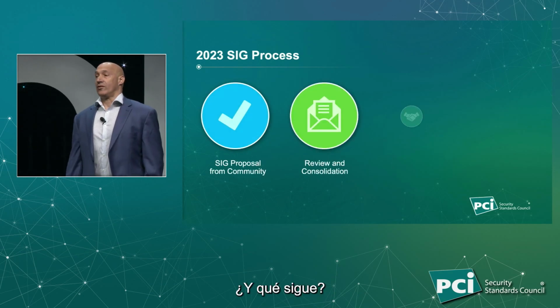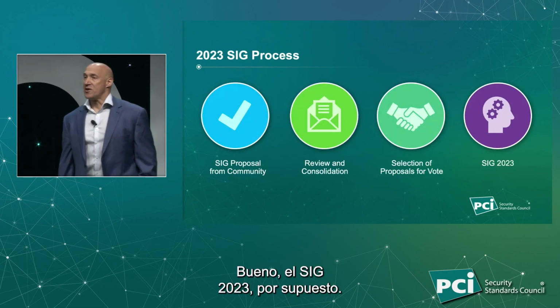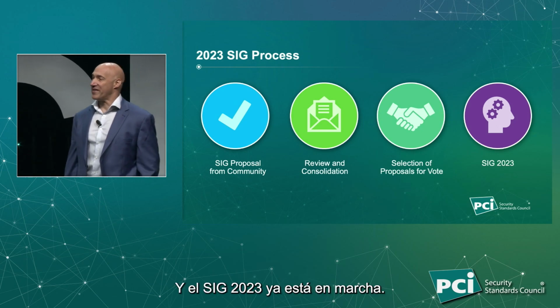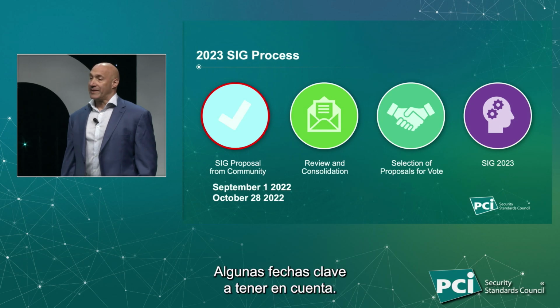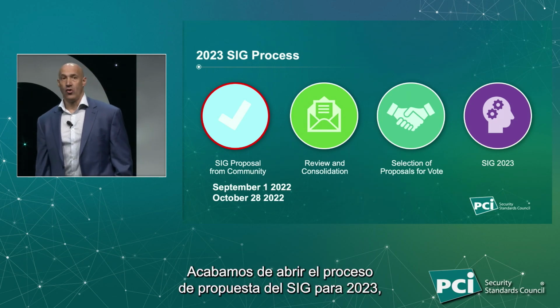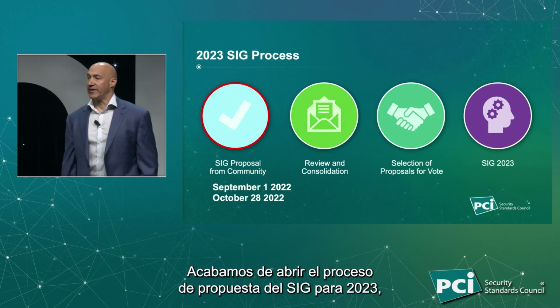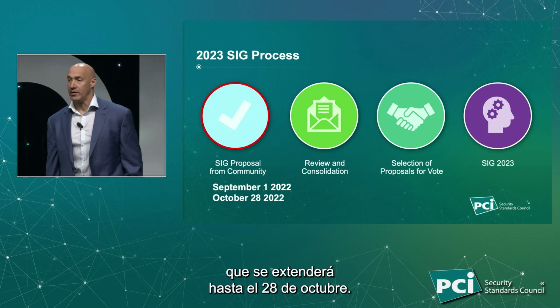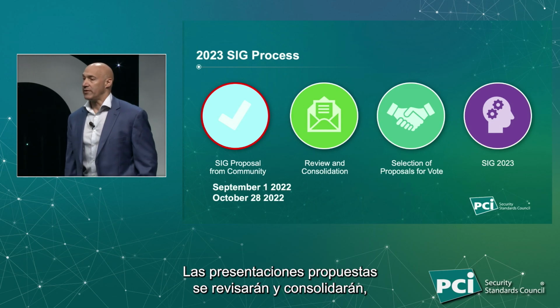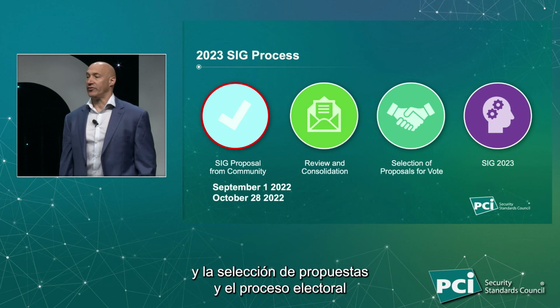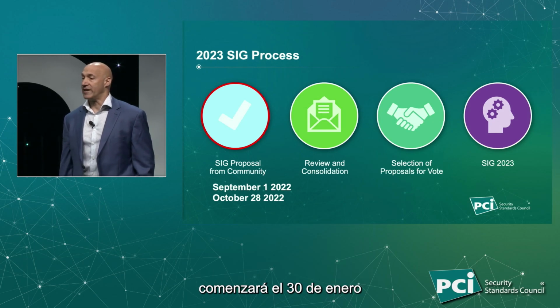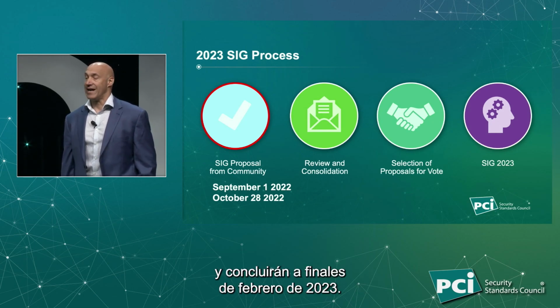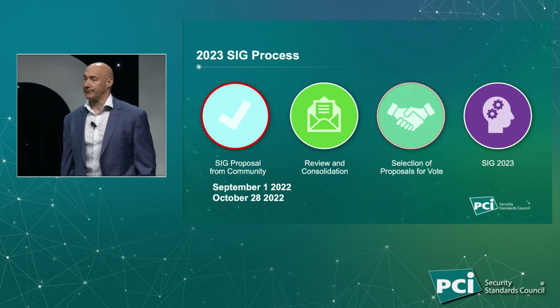And so what's next? Well, the 2023 SIG, of course. And with that, the 2023 SIG is already underway. Some key dates to keep in mind: we have just opened the 2023 SIG proposal process, which runs until the 28th of October. Proposed submissions will be reviewed and consolidated, and the selection of proposals and the election process will begin January 30th and conclude at the end of February 2023.